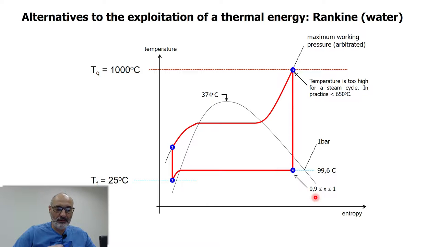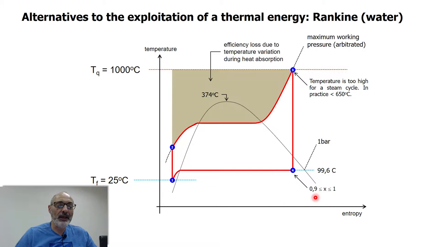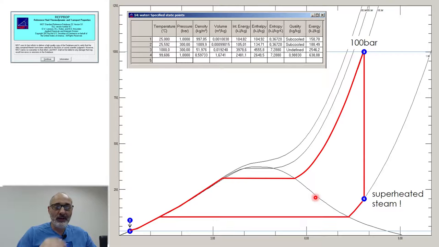Well, this is the qualitative representation of the cycle, okay? And we're going to do the calculations. This is the actual Rankine cycle, okay? Yeah, I fixed 100 bar, okay? And you see that it's very disproportional, okay? 1,000 degrees is too high.